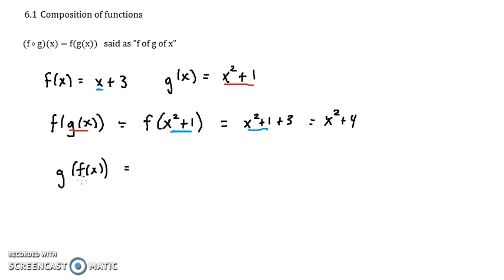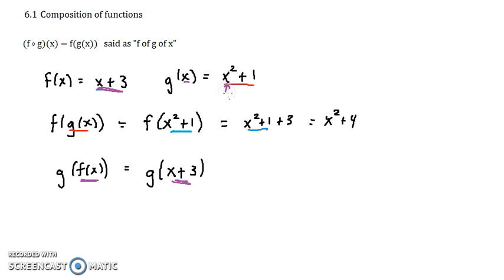Okay, so same idea, but a little bit different here. We've got f on the inside now. So let's pick another color. We've got f of x, and we know that f of x is the same as x plus 3. So we can replace f of x with x plus 3. So now x is going to become x plus 3. We're going to plug this into g.